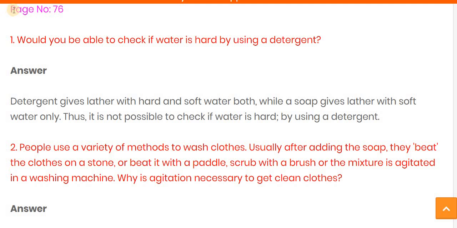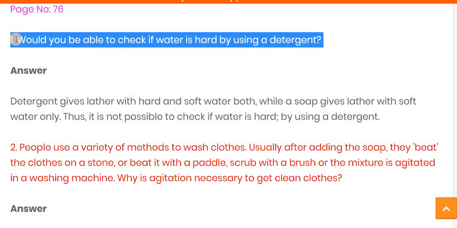Now let's move further. Page number 76. Question number 1. Would you be able to check if water is hard by using a detergent? By using a detergent, we cannot exactly say whether water is hard or not. But by using a soap, we can identify whether the water is hard or not.